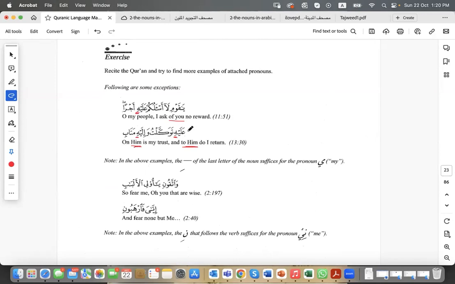The exception here is that when we have talked about this ha that it represented a third person singular masculine all the time, we have said that it has to be a ha with a dhamma. But with the ha here that we can see in front of us, it is all the time with a kasra instead. So in the above examples, the kasra of the last letter of the noun suffices for the pronoun ya.